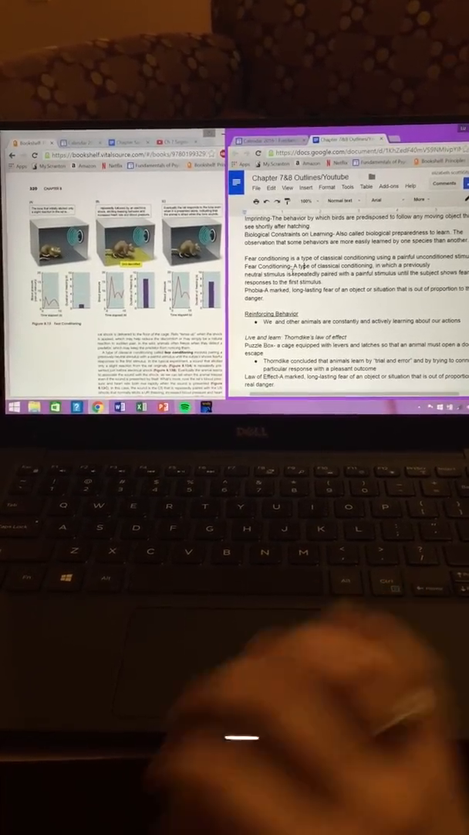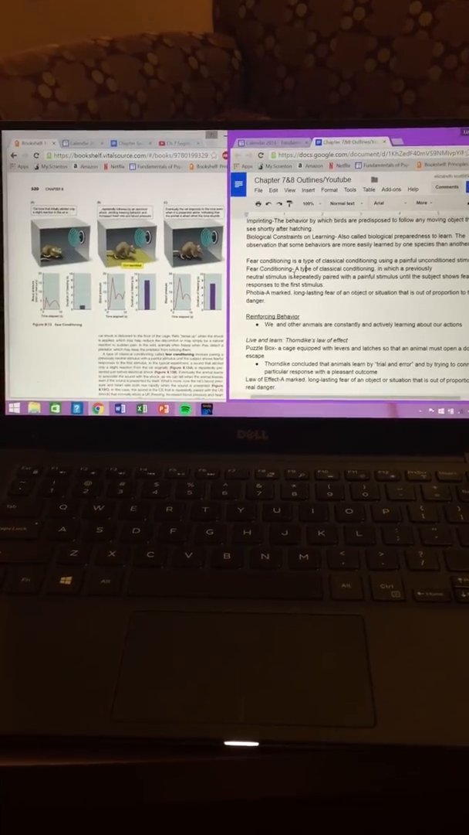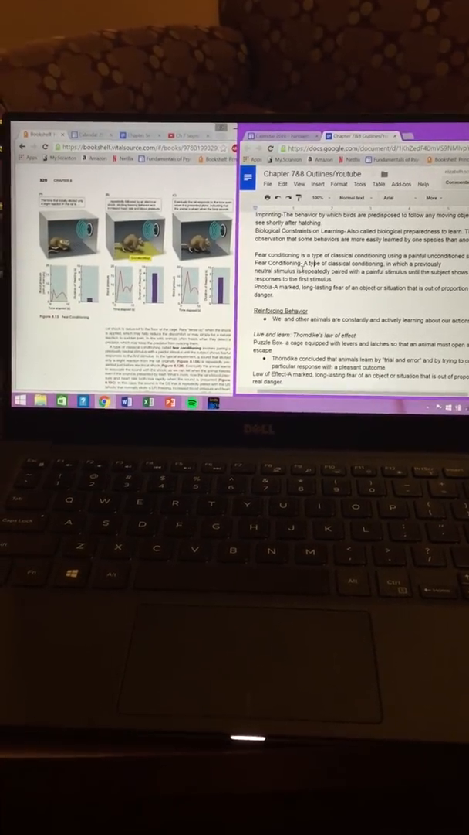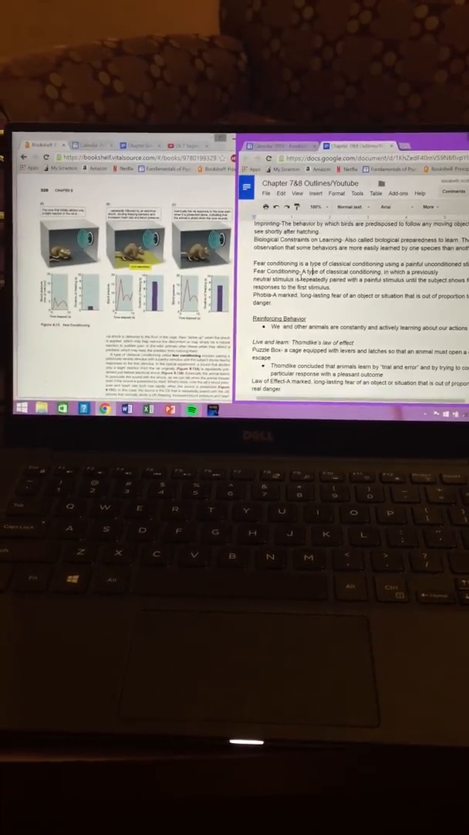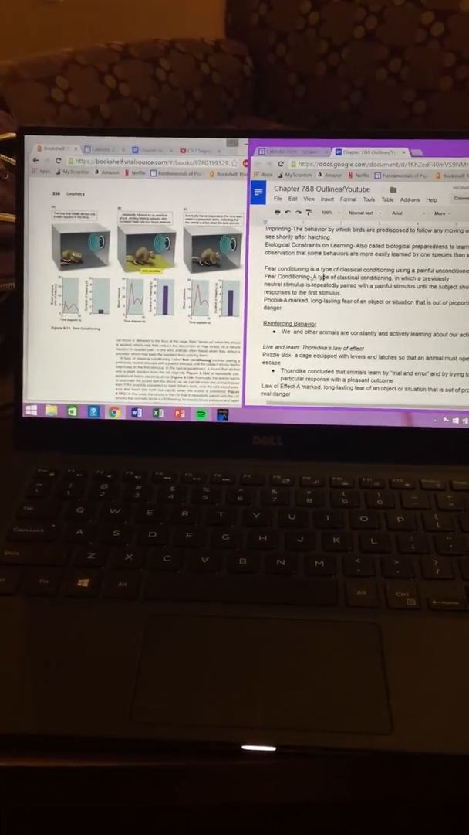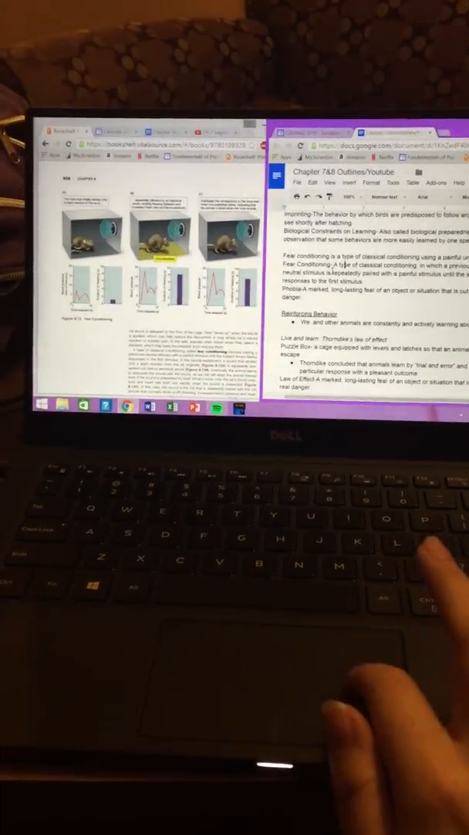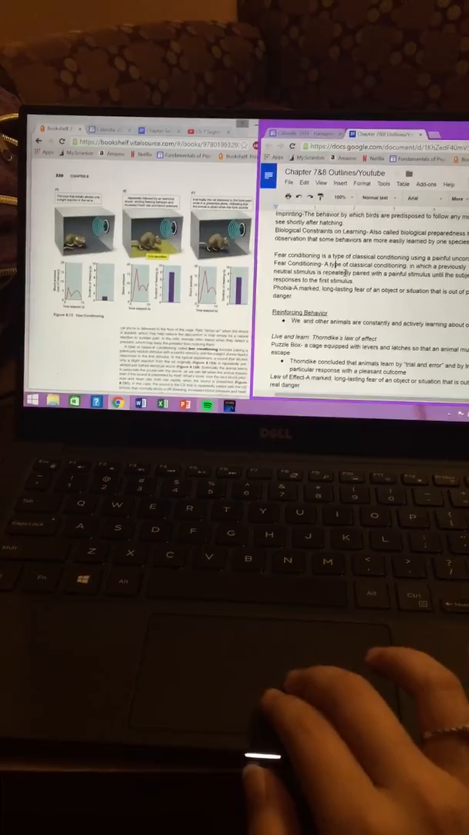Biological constraints on learning are also called biological preparedness, and it's the observation that some behaviors are more easily learned by one species than another. We're going to go into different types of conditioning.